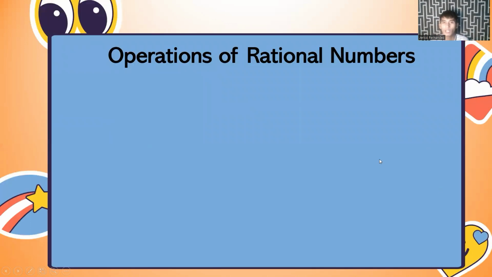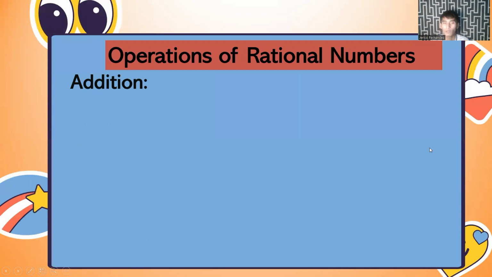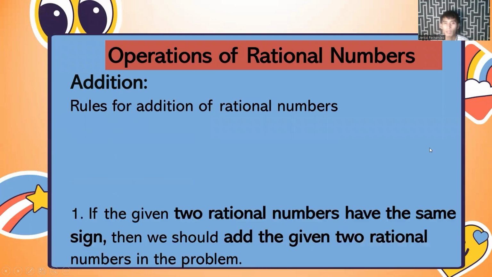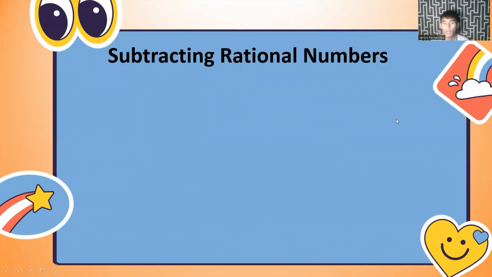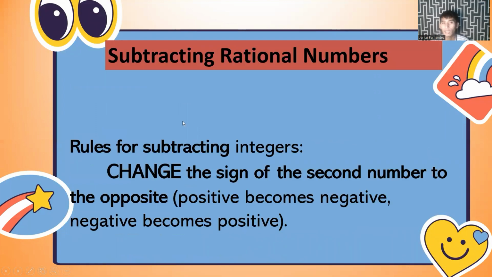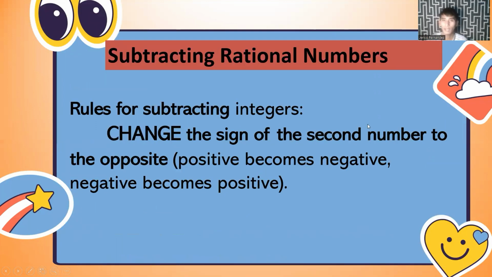Okay, we have the operations of rational numbers. First one is addition. So, in here, ang rule ng addition dito sa rational numbers, katulad lang din ng rule ng integers natin. So, kapag parehas lang ang sign, just add. Kapag magkaiba, isa-subtract muna and then get the sign of the higher number. Sa subtraction naman, okay, ganun lang din, katulad ng rules ng ating integers. Change the sign of the second number and then proceed to addition.